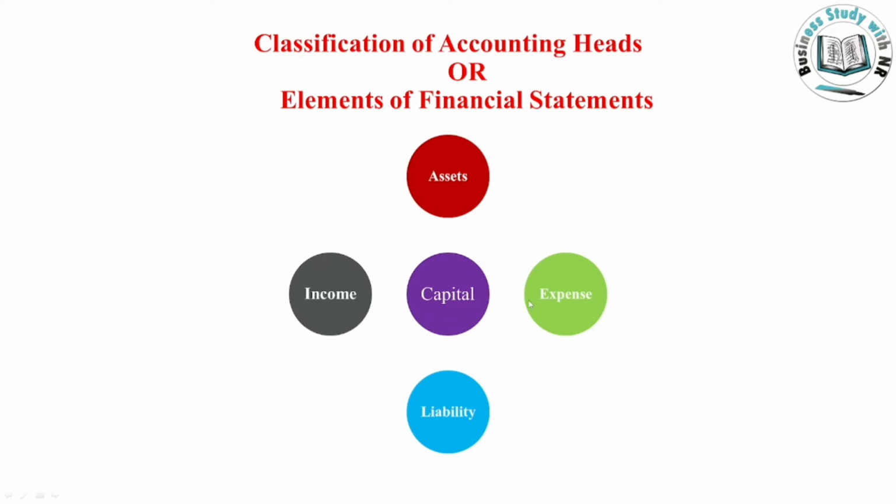Remember, dear, accounting revolves around these 5 accounting heads, and these 5 accounting heads are displayed on the financial statements, like income and expenses are shown in the income and loss account, and asset, capital, and liabilities are shown on the balance sheet. So these are very necessary to understand the accounting. So let's see them in detail.